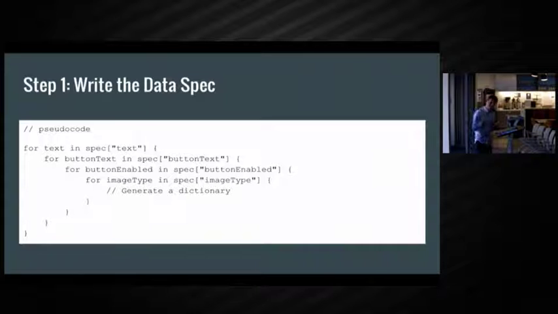This isn't actually how the code of the framework looks, but it serves as a good example of what's going on. Basically, you can think of it as a bunch of nested for loops. So it's like for every possible text in the spec, for all the button text, for all the button enabled, for all the image type, we'll use these values to create a dictionary.